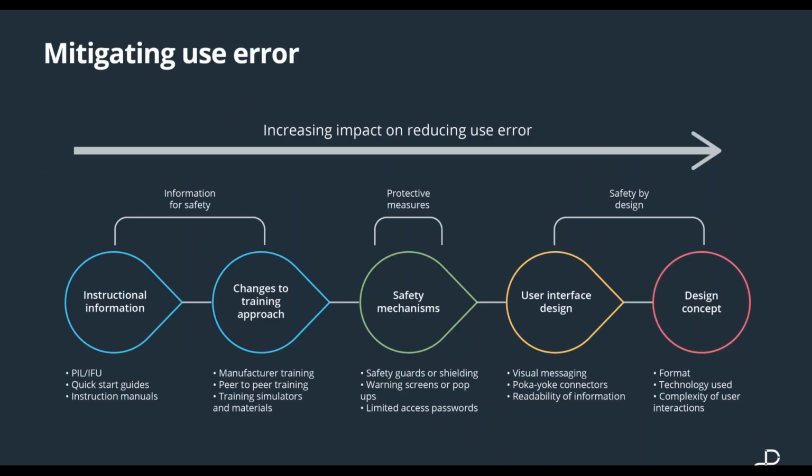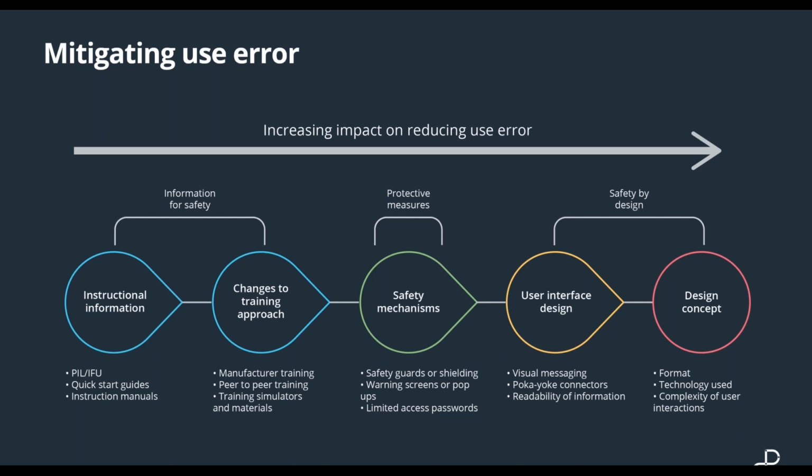So looking at the risk mitigation process within user interfaces, there's different ways that you can reduce use error and therefore reduce the risk of patient harm. Some of these have got more impact than others, but they're also relating to the diagram on the previous slide.